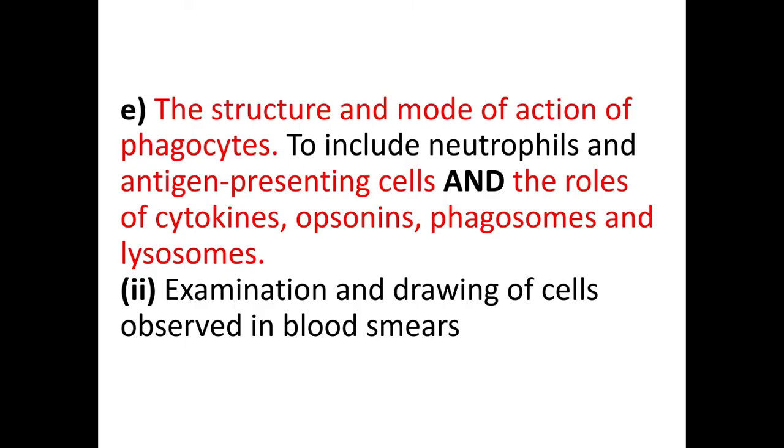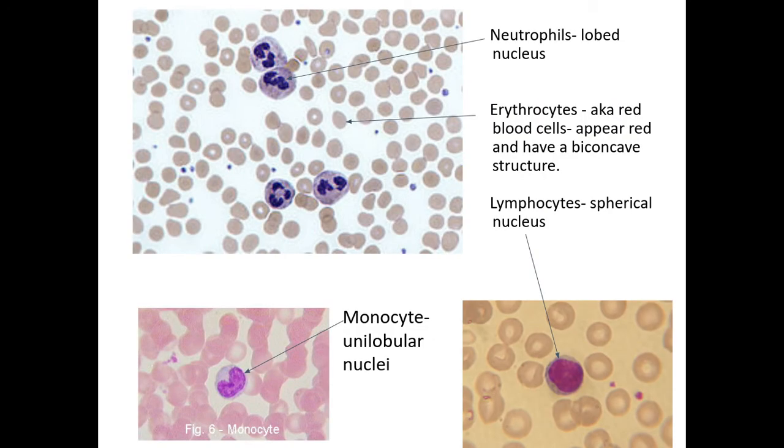So we're going to have a look now at some blood smears and see what we need to be able to identify in a blood smear. So here are some examples of a blood smear. We need to be able to identify a neutrophil as having a lobed nucleus. We need to be able to identify an erythrocyte, which is also known as a red blood cell. These all appear red, and you can see this biconcave structure whereby the middle of the red blood cells do appear lighter in colour, giving away that biconcave structure.